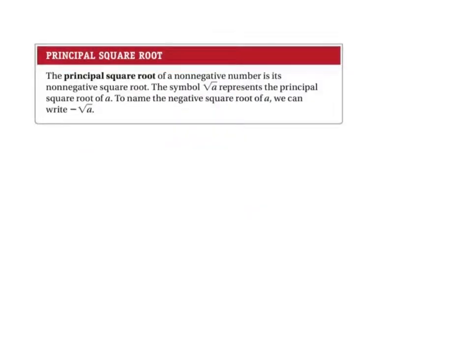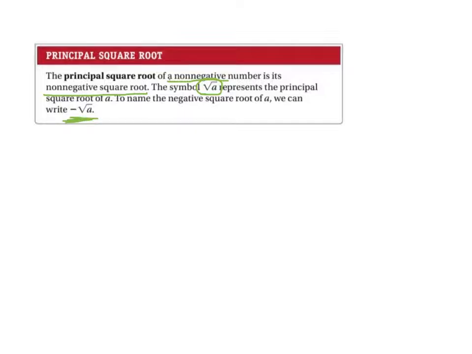Principal square root. The principal square root of a non-negative number is its non-negative square root. Because I said before, any positive number has two square roots. One is positive and the other is negative. So the principal square root is the non-negative square root. The symbol radical A represents the principal square root of A. So to name the negative square root of A, we can write negative radical A.